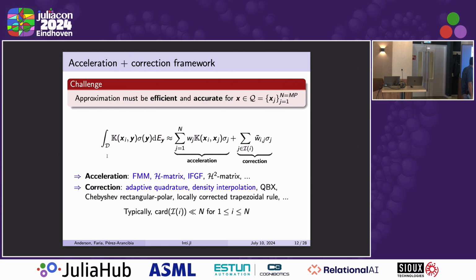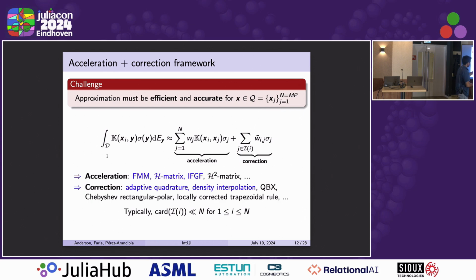And typically what is done in the community is that you have these sums of lots of terms, so this is conceptually a dense matrix, and there are methods that can compute these sums quickly. Okay, so examples of these methods are the fast multipole method, hierarchical matrices, and there are several others. So everything in blue is implemented in Inti right now.